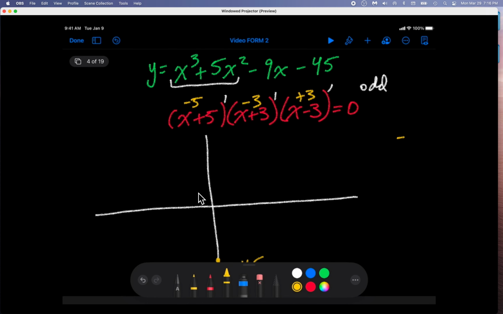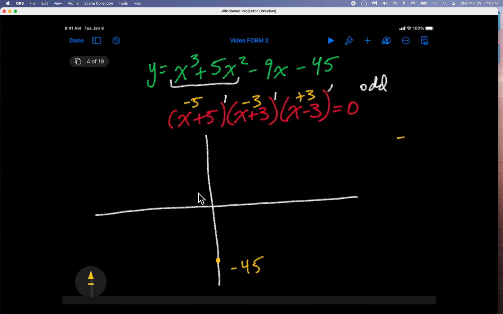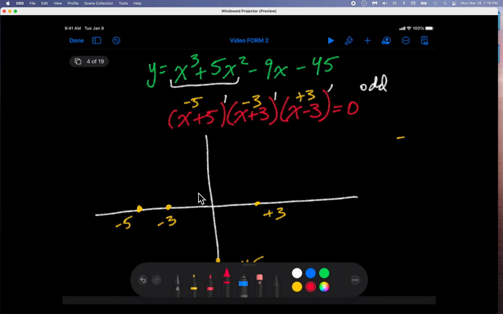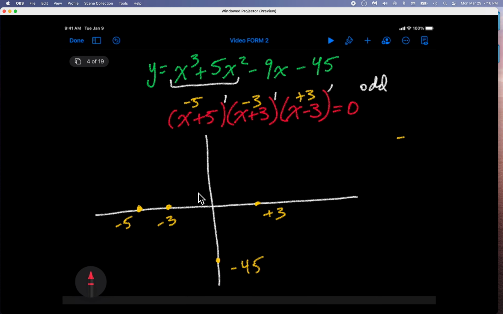Okay, so let's plot those on our graph. So we have -5, we have -3, and we have +3. We know that our graph is going to start down. We know because as it approaches this root, because that is odd, we're going to go through. We know we got to get down here because that's our y-intercept. So we know there has to be a turn here.